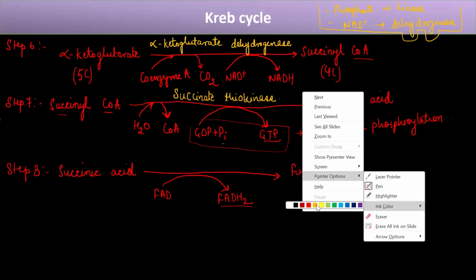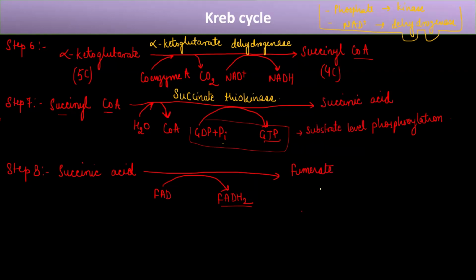Here again, not only in the case of NAD, but if FADH is also involved, in that case also the enzyme will be dehydrogenase. Because it is succinic acid, or it can also be called succinate, the enzyme will be succinate dehydrogenase. Okay, so this is the 8th step.